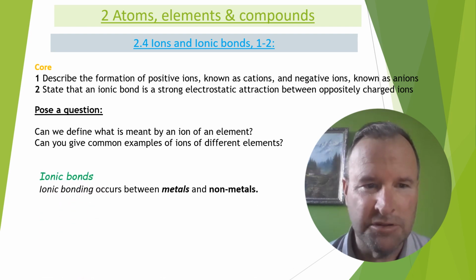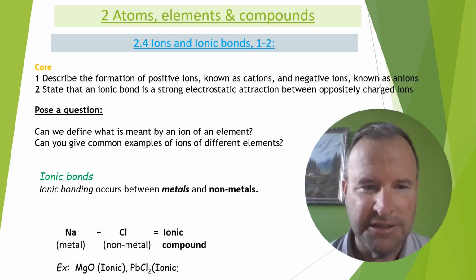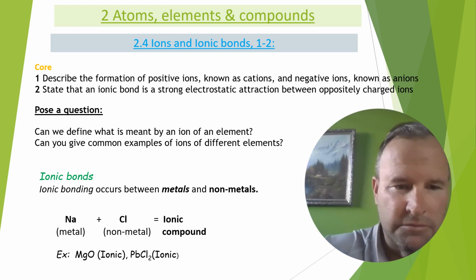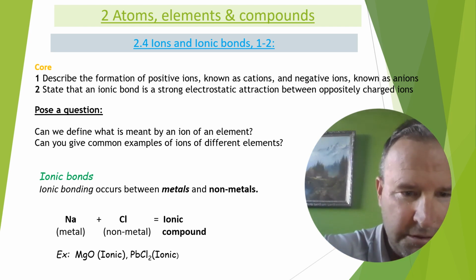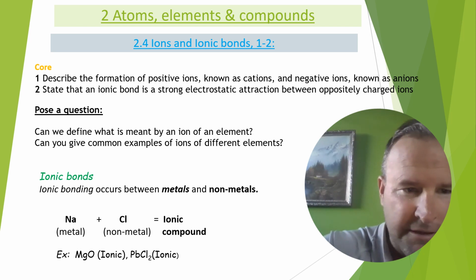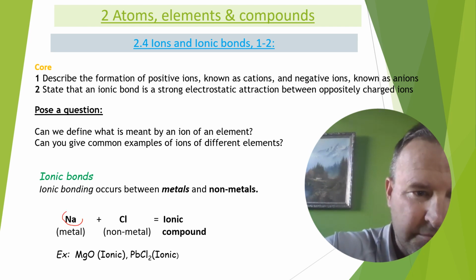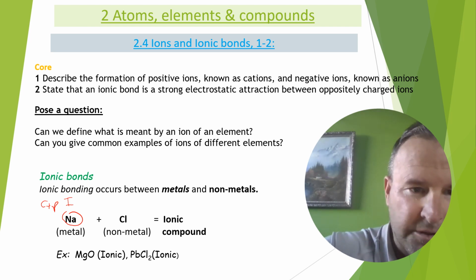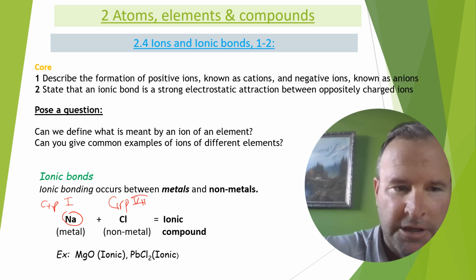Ionic bonds usually occur between metals and non-metals. Here's an example below. We have a metal, sodium, and I'll draw that up for you, and I'll put that in a different color. So we've got sodium, a group 1 metal, which reacts with a group 7 non-metal. I'll just put that in Roman numerals. And then we get an ionic compound.